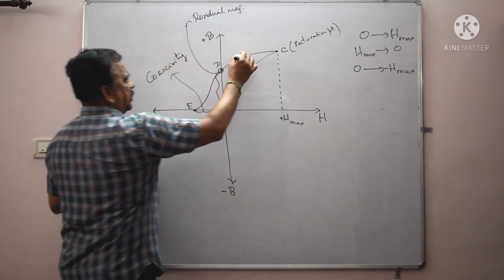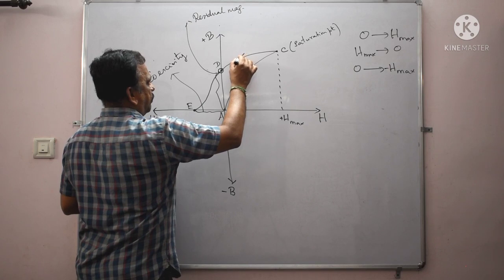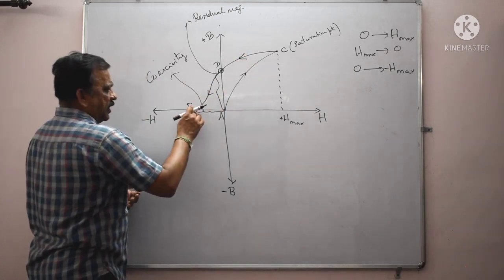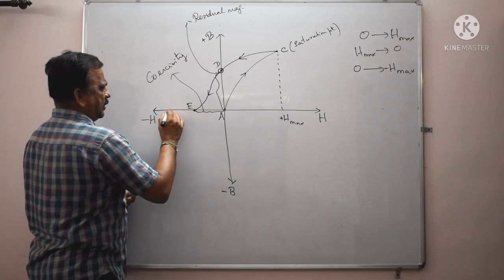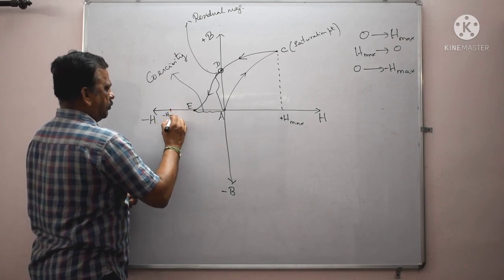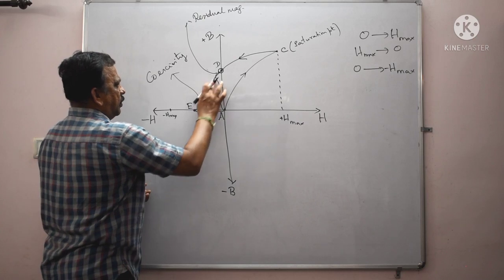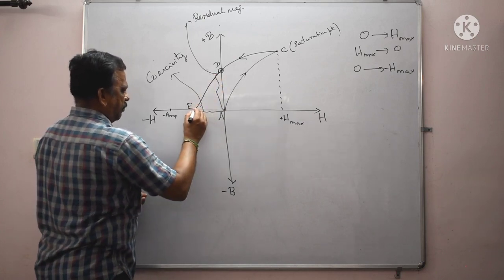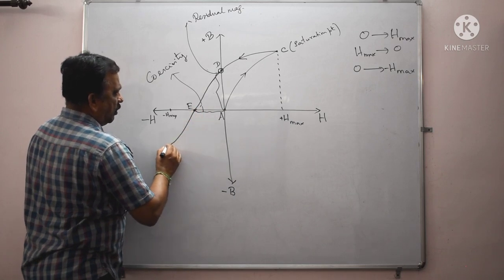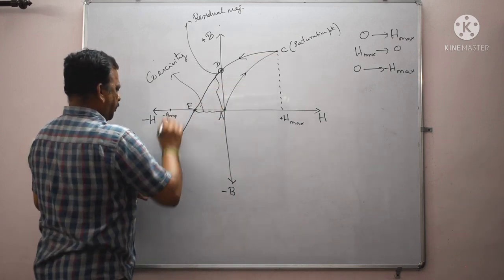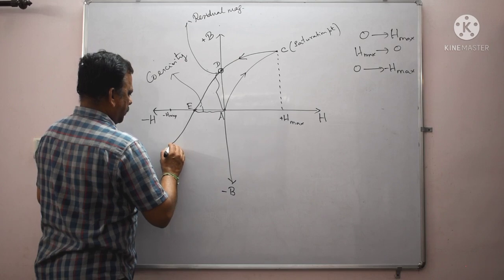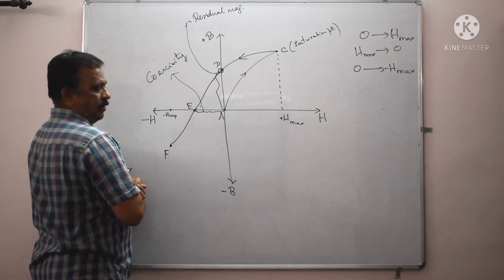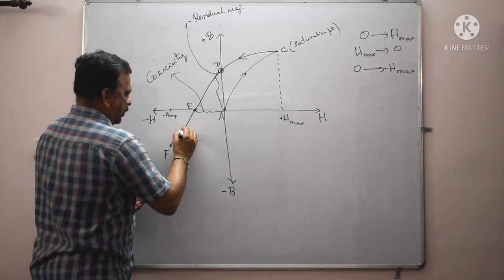Right? So this is the direction of the curve. Now I am going to increase the magnetizing field up to minus H max. So the curve will reach the saturation point, which will be same as before. Should be symmetric. E, F. Okay, right. So this is the direction.